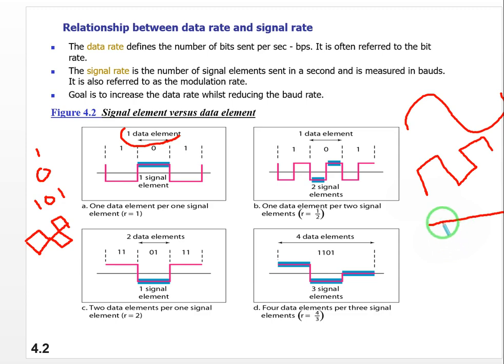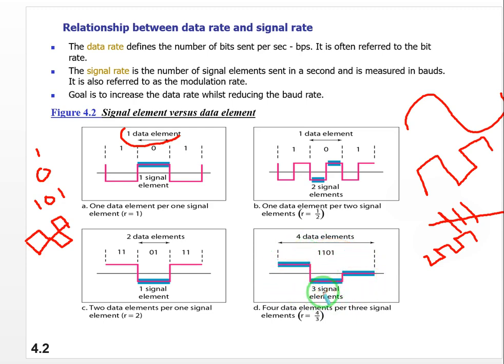So we need to cut this DC component into a fluctuating form. We can represent this in this kind of way because we don't need a DC component in a signal. Okay, then we also have two data elements with one signal element. We can also represent this as well, and we can also represent four data elements with three signal elements. So this is your four data elements and this is your three signal elements.